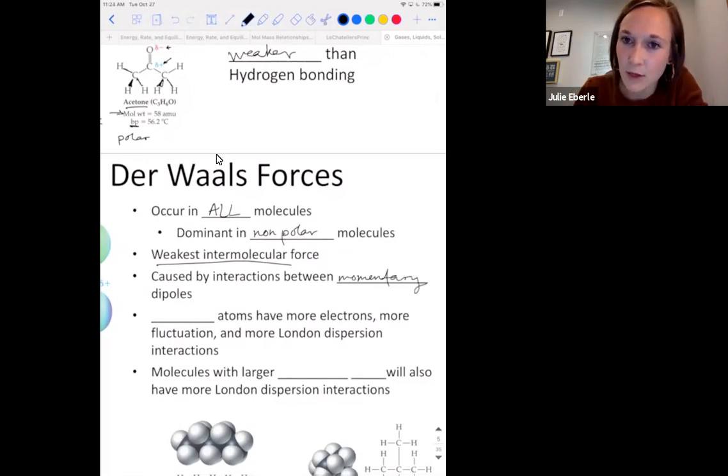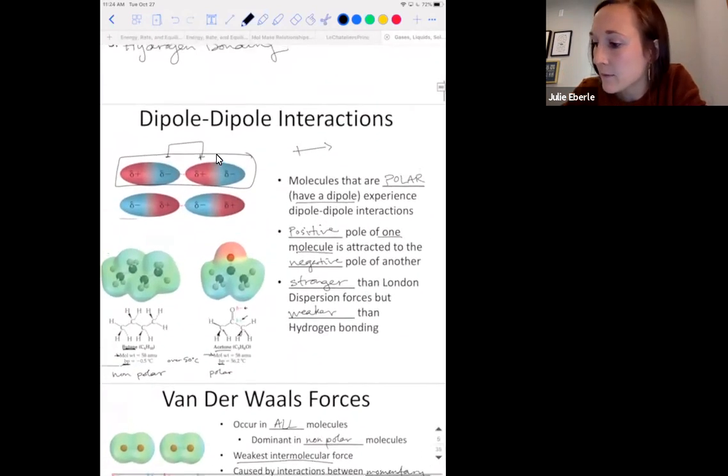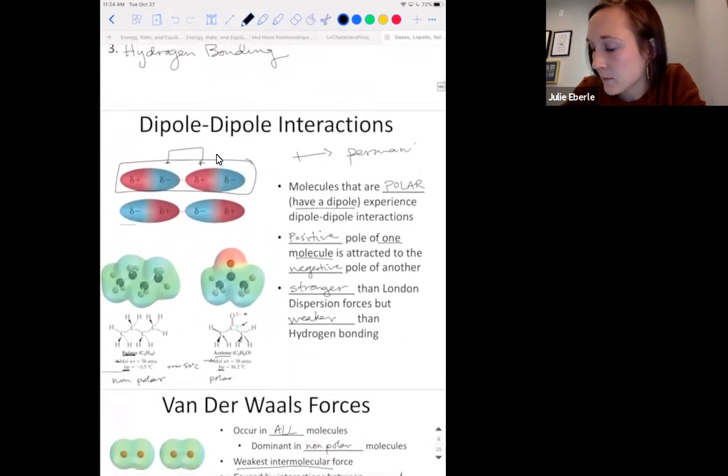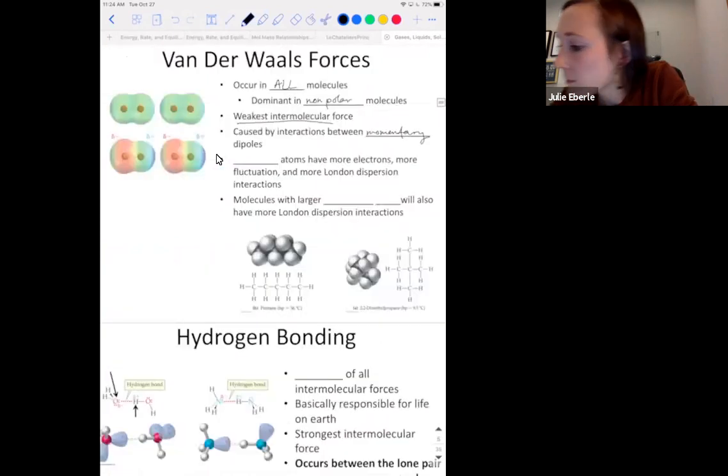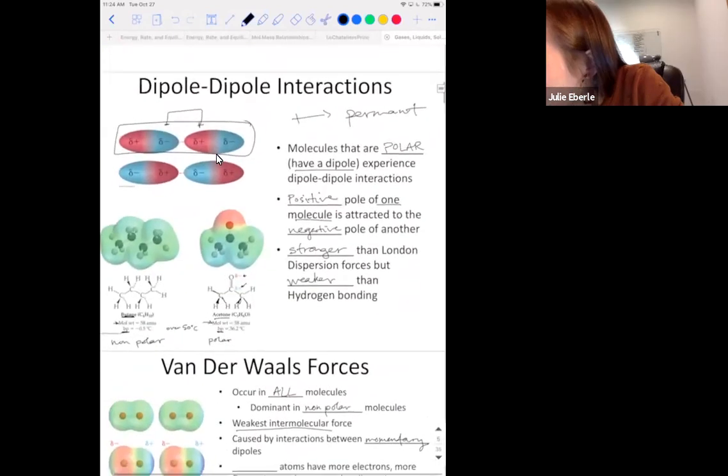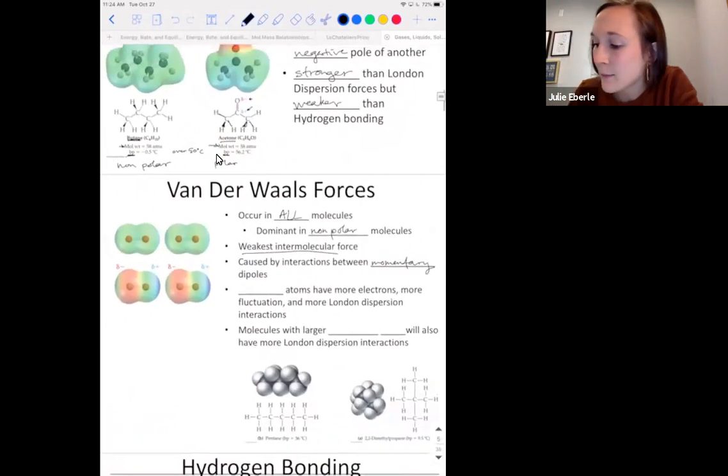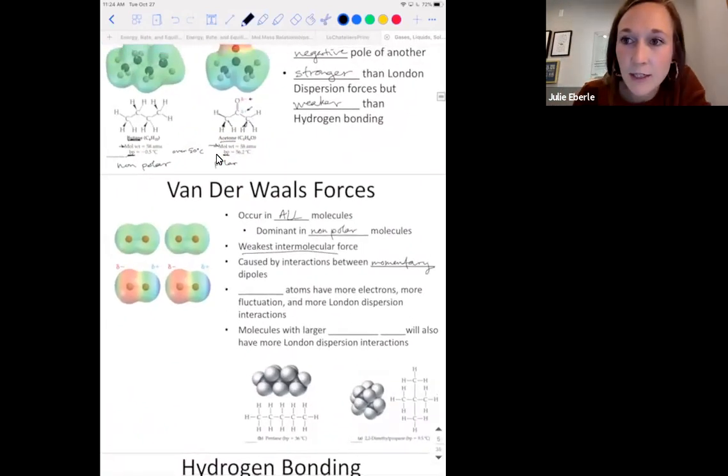Wait, I thought dipoles are dipoles. Well, these are caused by momentary dipoles. And how is a momentary dipole different from a dipole? Up here, we're talking about permanent dipoles. I didn't spell that right. Pretend that says permanent. Down here, how is a momentary dipole different?